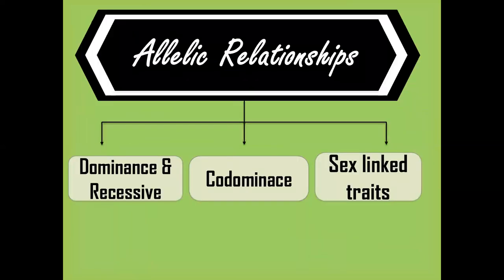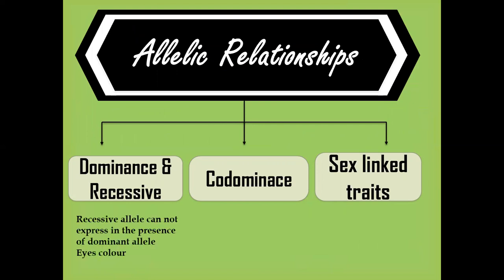We're going to move ahead to the allelic relationships. With these allelic relationships, we shall study how characters transfer from the parents to their offspring. This will be expressed by the different allelic relationships. The first relationship is the dominant and recessive relationship. In this relationship, the recessive allele cannot express in the presence of a dominant allele.